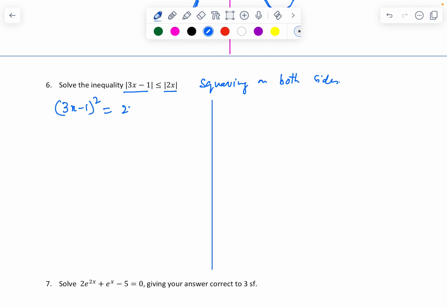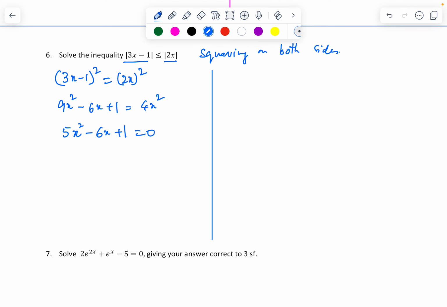First let us find the critical values. That's easier. So 9x square minus 6x plus 1 is equal to 4x square. I will bring the 4x square to this side, and it gives me 9 minus 4 is 5x square minus 6x plus 1 is equal to 0. Let me factor it. This gives me x minus 1 and 5x minus 1 equal to 0. So x equal to 1 or x equal to 1 over 5.